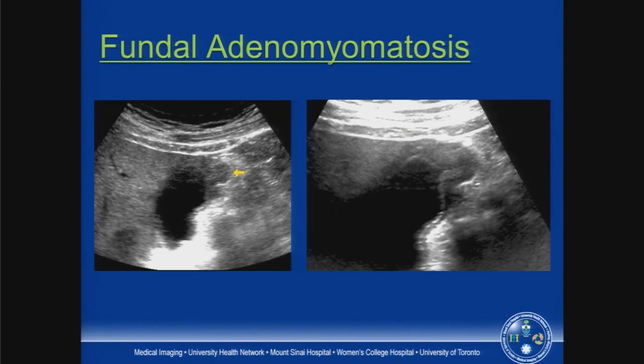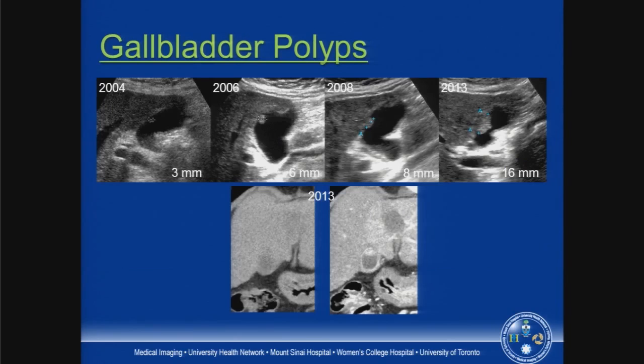And this is another example where you get this thickening of the gallbladder fundus. And when we look with a higher frequency probe here, you can actually see an intact mucosa. And this thickening is very typical of fundal adenomyoma and is not gallbladder cancer.